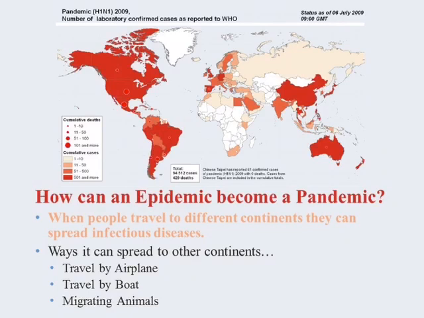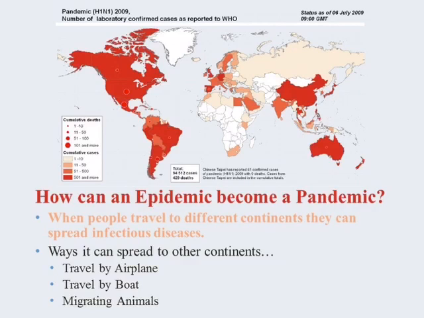There are a few ways that an epidemic can become a pandemic, and that means that it has spread to other continents. That could be people traveling on airplanes, people traveling on boats, a vector traveling on a boat. The bubonic plague was spread by rats. If a rat got on a trade ship and ended up in Asia, then it would lead to the disease spreading there. Or even by migrating animals. Animals can spread from continent to continent.